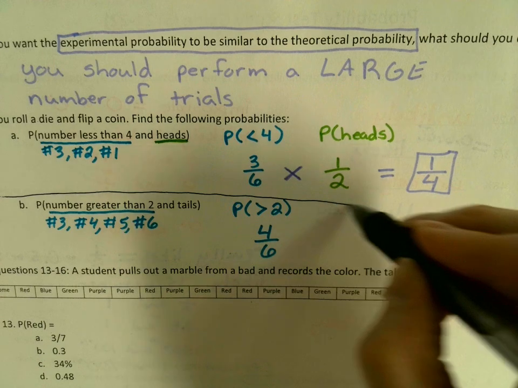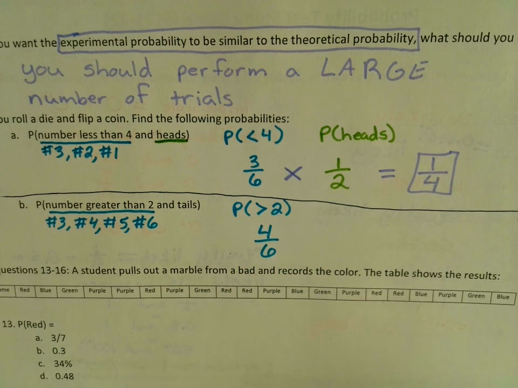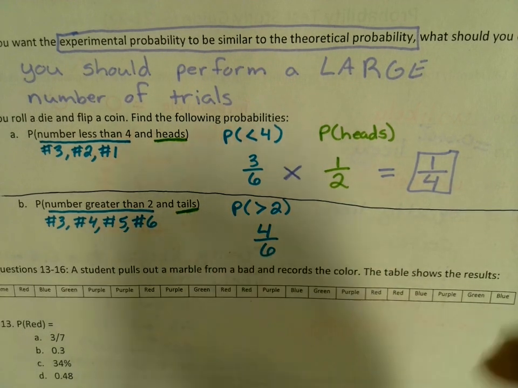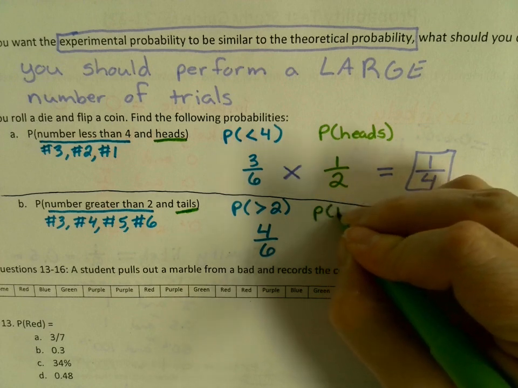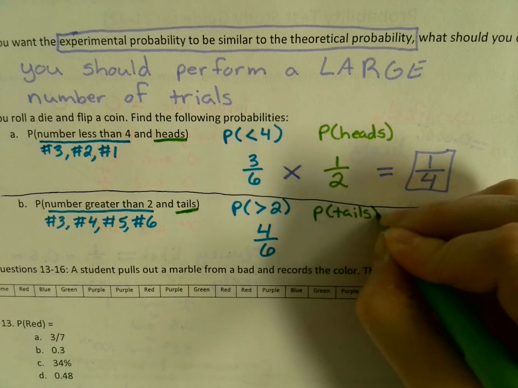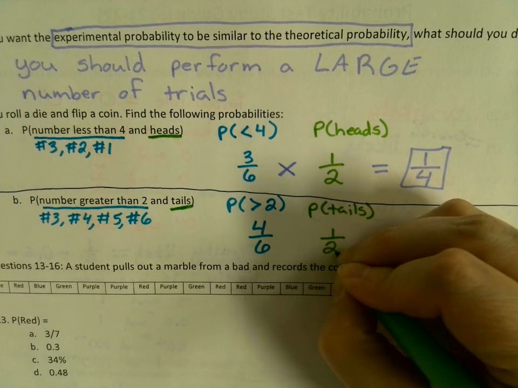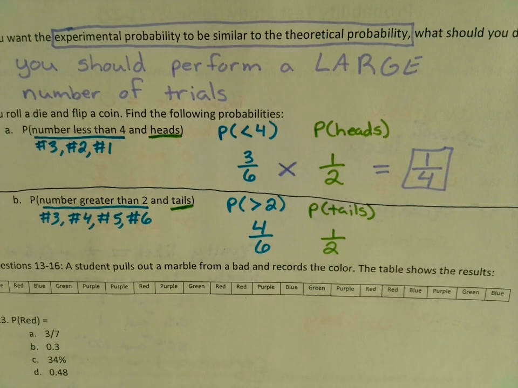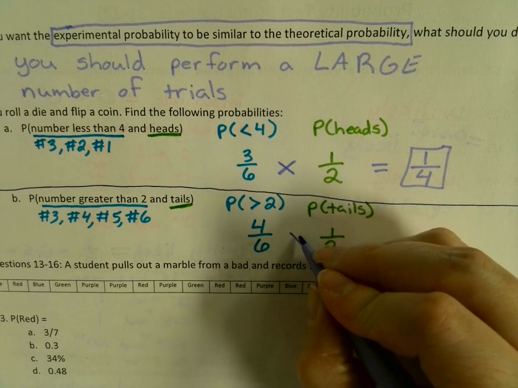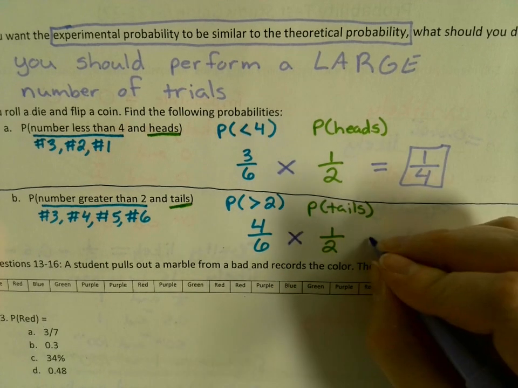All right, probability that it's going to land on tails. The probability that it's going to land on tails is 1/2. Right? Tails has got the same probability as heads. Then we just multiply them. When we multiply, what do we get? 1/3.